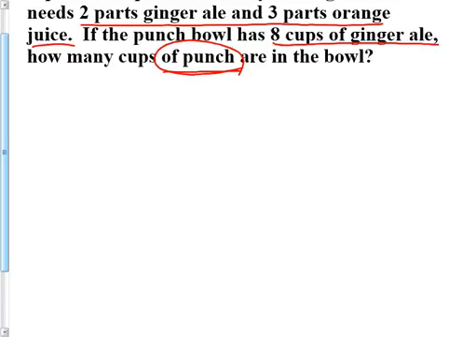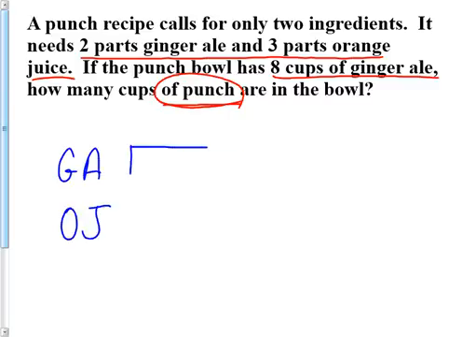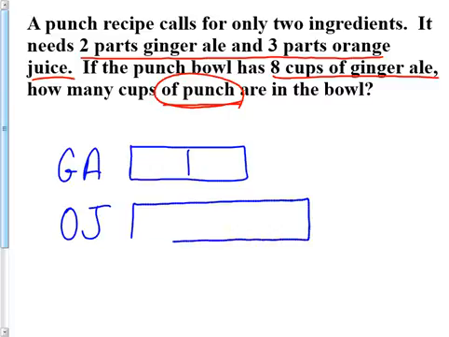So our ratio of ginger ale to orange juice, GA is for ginger ale, OJ is for orange juice. That ratio is 2 parts ginger ale to 3 parts orange juice. What I know is the punch bowl has 8 cups of ginger ale. So if this part has to equal 8 cups, then each of these boxes has to be 4 cups.